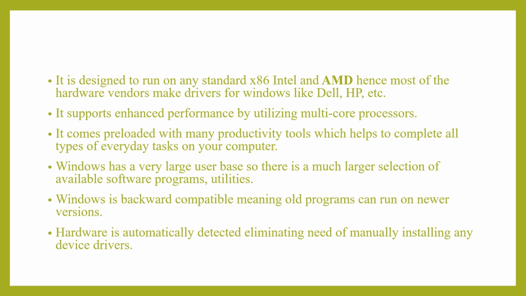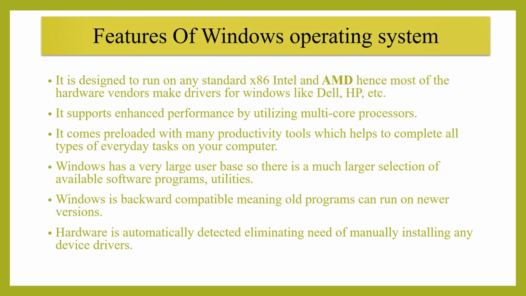The features of the Windows operating system: it supports enhanced performance by utilizing multi-core processors. It comes with many productivity tools that help to complete all types of everyday tasks on your computer. Windows has a very large user base. There is a much larger selection of available software programs. Windows is backward compatible, meaning hardware is automatically detected, eliminating the need to manually install any device driver.